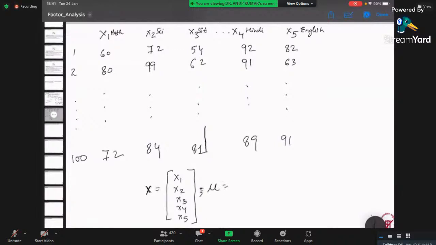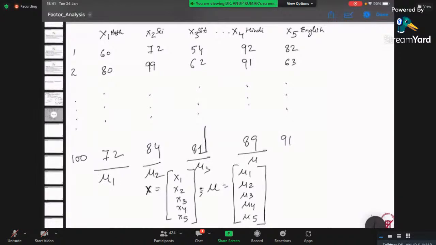Then what is the mean vector? If you take the mean of mathematics marks, add all these and divide by 100, it will be represented by mu1, mu2, mu3, mu4 and mu5. So average here you will get mu1, here mu2, here mu3, mu4 and mu5. It can be summarized as the mean vector mu, and we now have the variance covariance matrix.